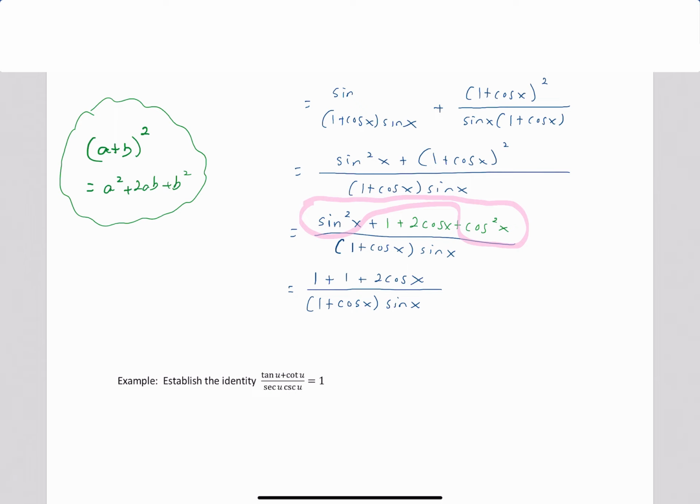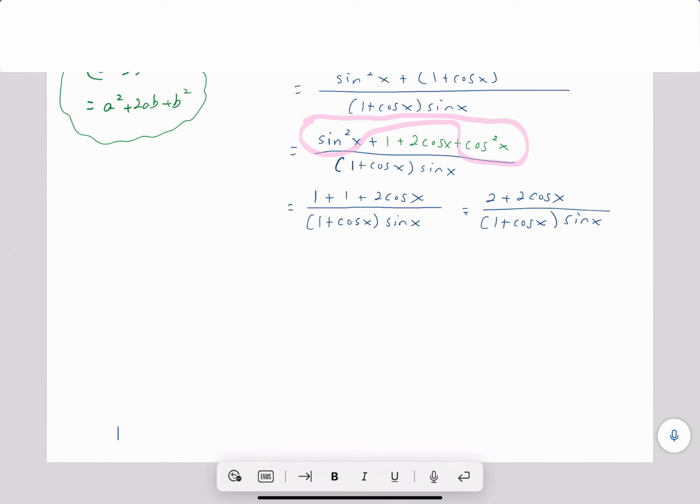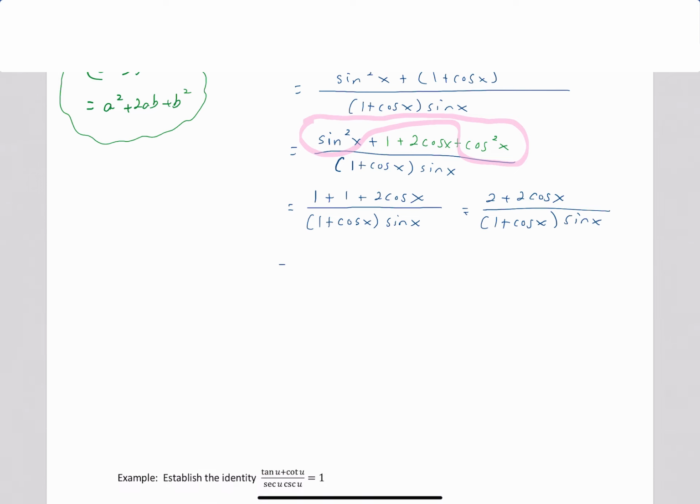And there's some obvious simplifying I can do on top. 1 plus 1 is 2, so 2 plus 2 cosine of x over 1 plus cosine of x times the sine of x. At this point, I'm not seeing any trig identities that will help me, so I'm going to keep thinking about algebra. Is there anything I can do to simplify? At the moment, no. However, on top I see I can factor. So let's factor a 2 out on top.